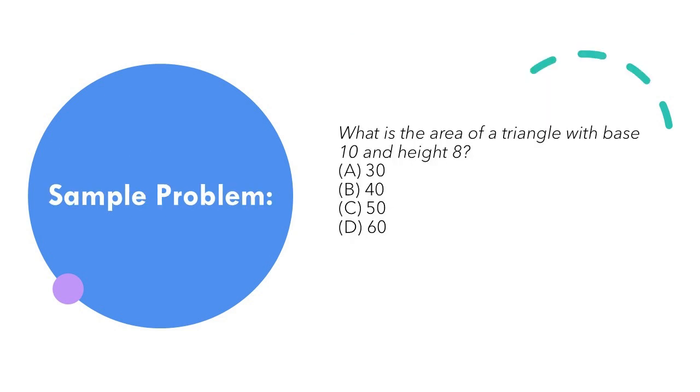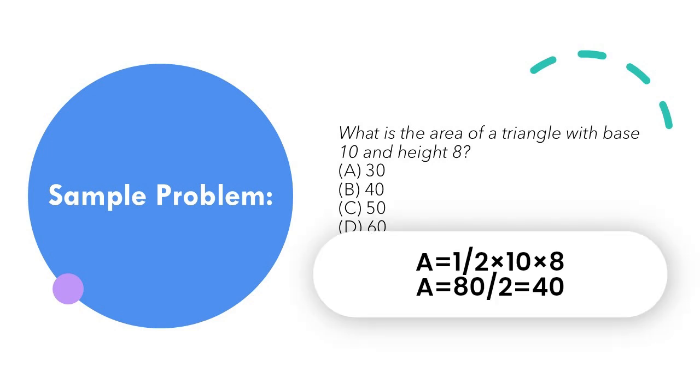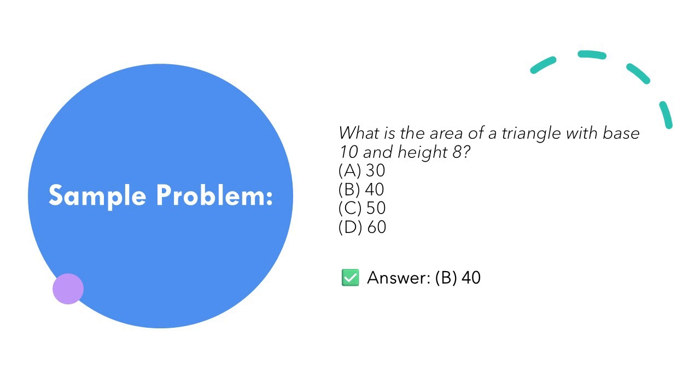Example problem. What is the area of a triangle with base 10 and height 8? A. 30. B. 40. C. 50. D. 60. We use the triangle area formula. For base equals 10 and height equals 8, the calculation is A equals 1/2 times 10 times 8. A equals 80/2 equals 40. So the correct answer is B, 40.